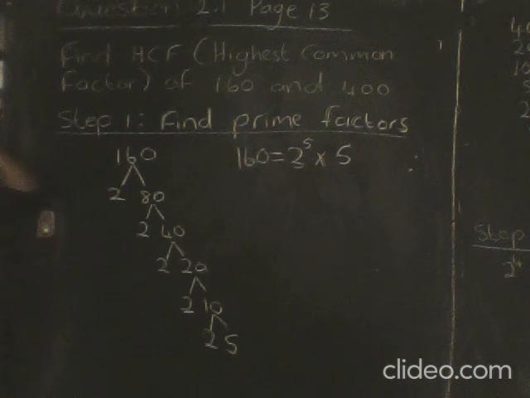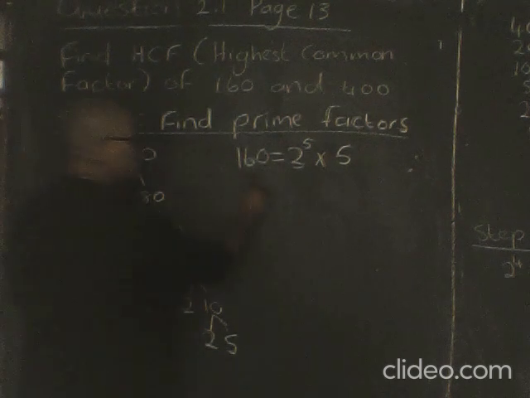Step 1 is to find the prime factors. So the prime factors of 160, this is how we do it. Remember, a prime number is a number that can only be divided by itself and 1, right? So 160 divided by 2 gives us 80. 80 divided by 2 gives us 40. 40 divided by 2 gives us 20. 20 divided by 2 gives us 10. And 10 divided by 2 gives us 5. 2 is the smallest prime number. That's why I started with it. 160 is an even number, so I know that it can be divided by 2.